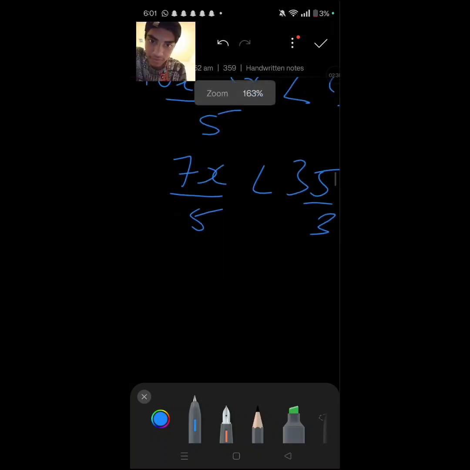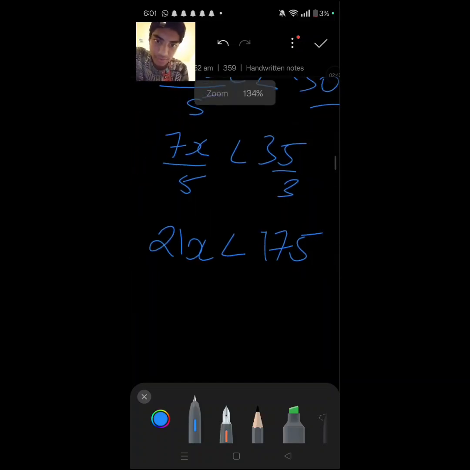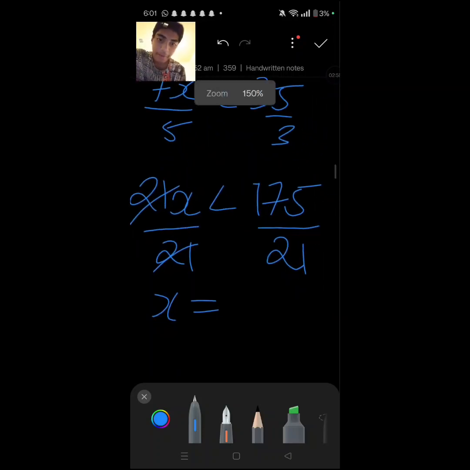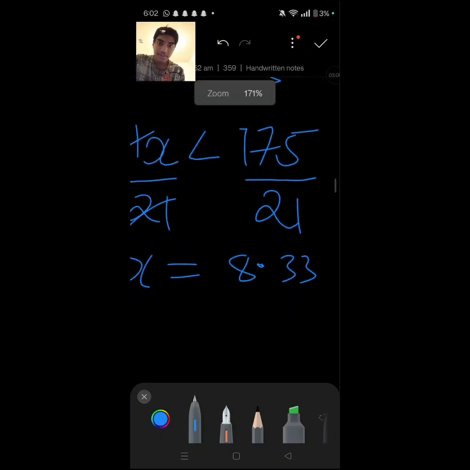3 times 7x is just 21x. This thing is less than 5 times 35, that is just 175, because it's 350 divided by 2, that's what I did. And then divide by 21 on both sides. So x ka value is what? 175 divided by 21, that's a little more than 8. It's 1/3 of, so 8.333. It has to be 8.333.